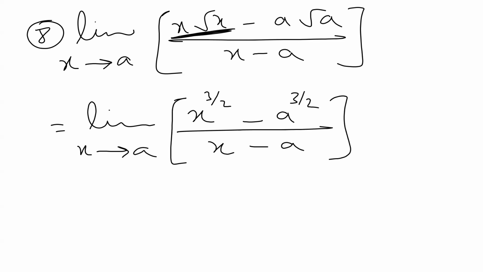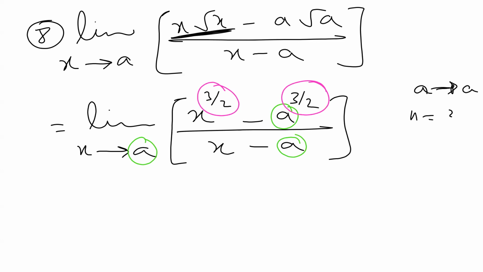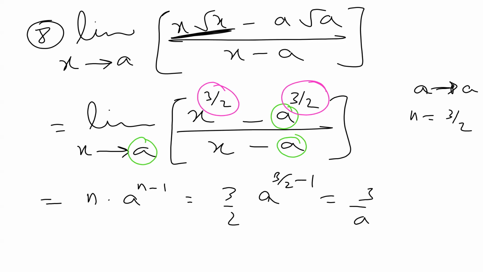Fine. Compare it with the formula. A, A and A. Minus in between. Denominator does not have powers. This is n. 3 by 2 is n. Okay. So A is nothing but A. N is 3 by 2. If you compare with the formula, right, n into a raised to n minus 1. N is 3 by 2. A raised to 3 by 2 minus 1. 3 by 2 minus 1 is nothing but A raised to half, and A raised to half is root A.